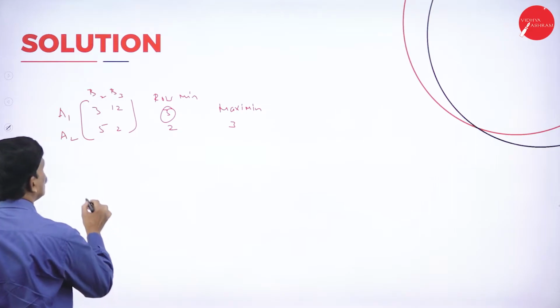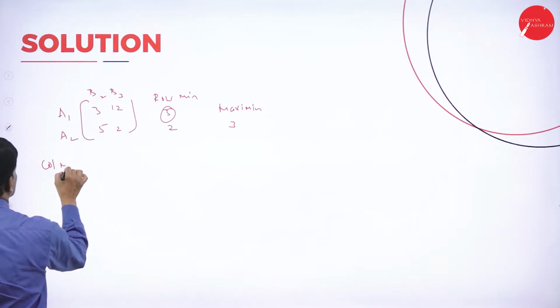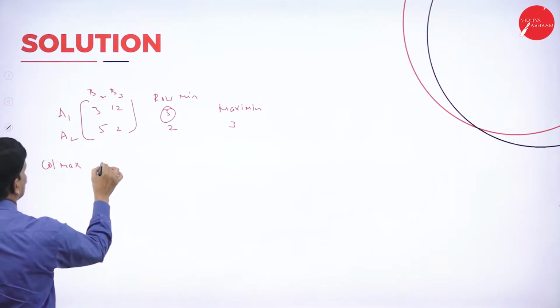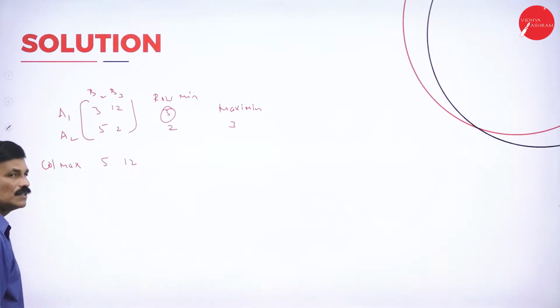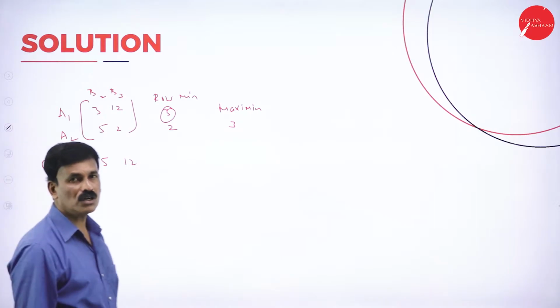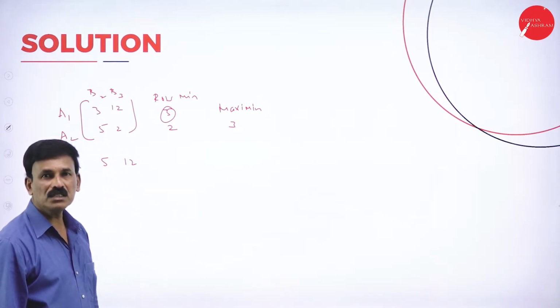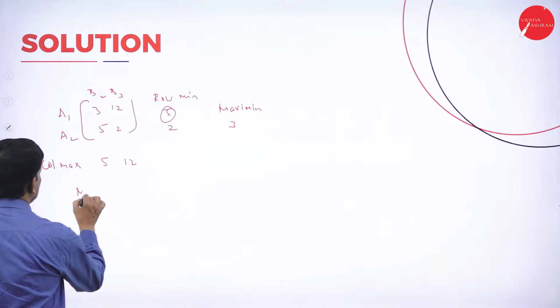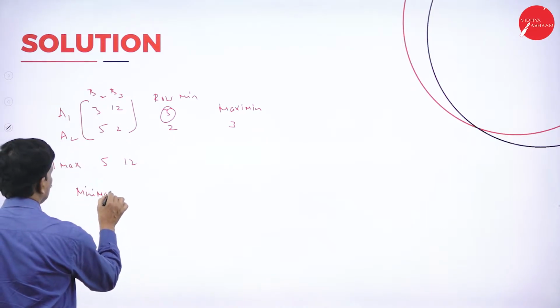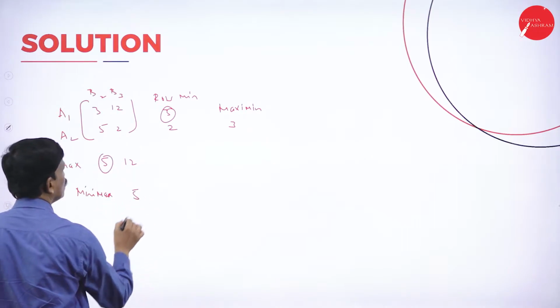Now similarly find out the column maximum. The maximum value in the first column is 5 and the maximum value here it is 12. Find out the maximum value. Column maximum. Then after finding the column maximum, find out the minimum value in the maximum. So minimax, minimum value is 5. 5 is the minimum value.